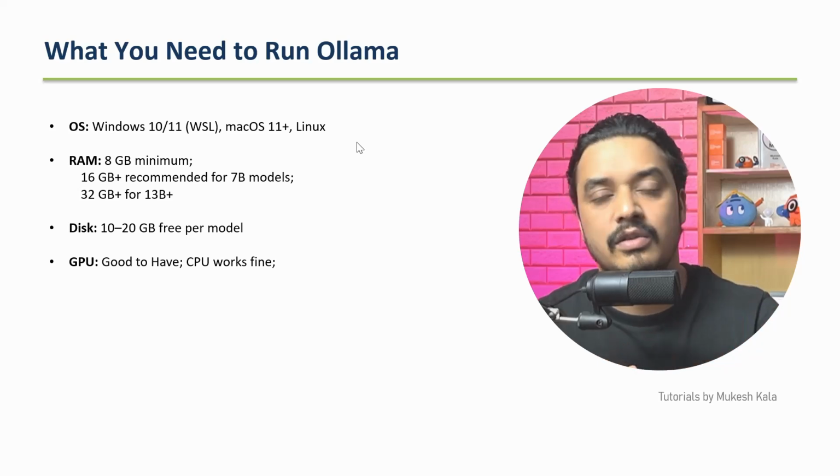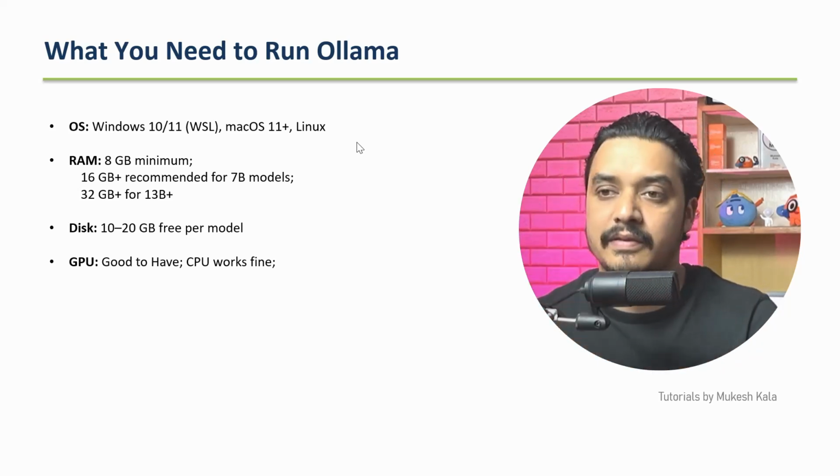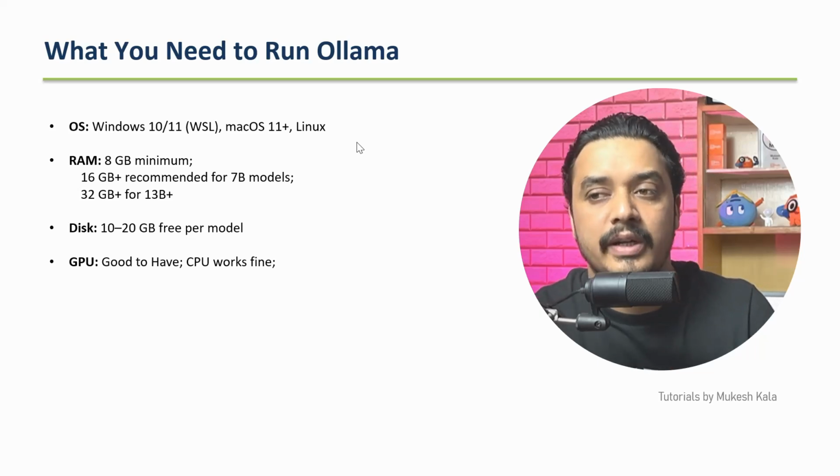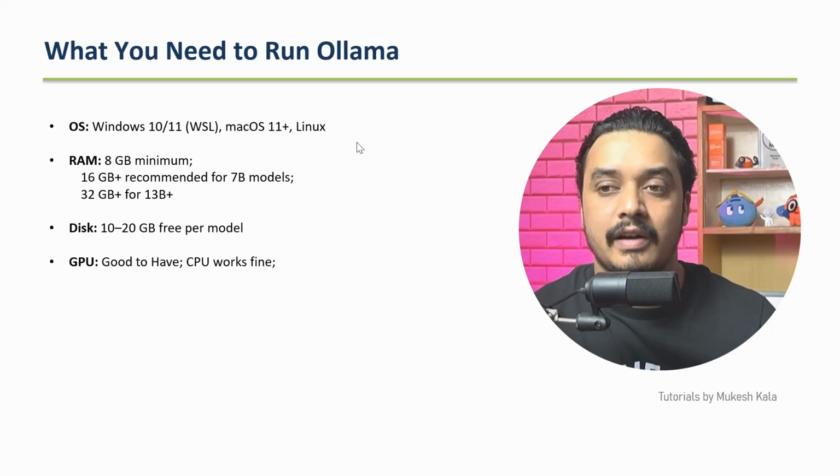So depending on the size of your machine and your requirement, you can choose. However, this is the minimum specification. The disk size again is 10 to 20 GB per model. Okay. A GPU, a graphical processing unit, is good to have, right?